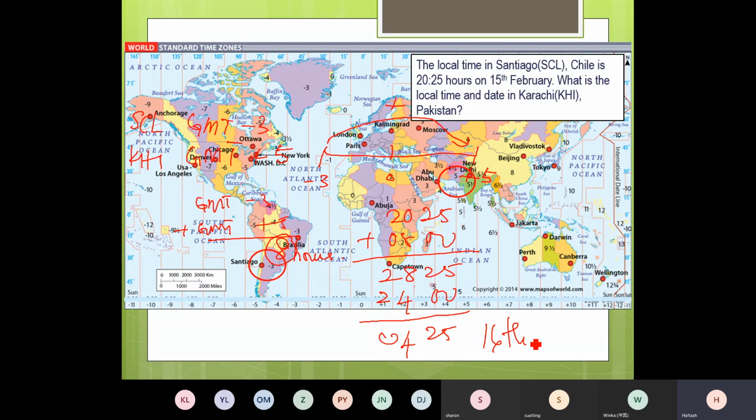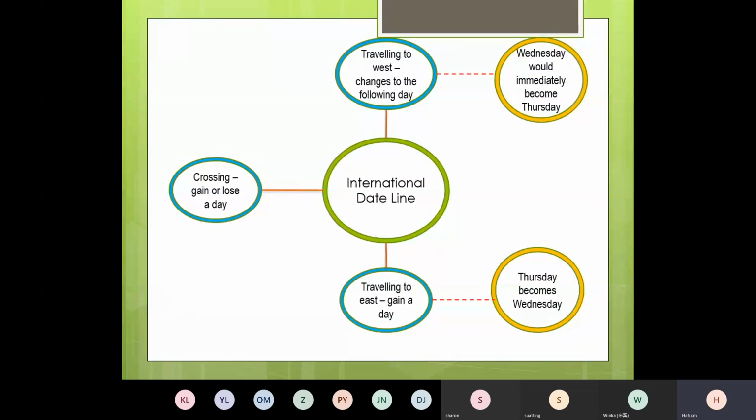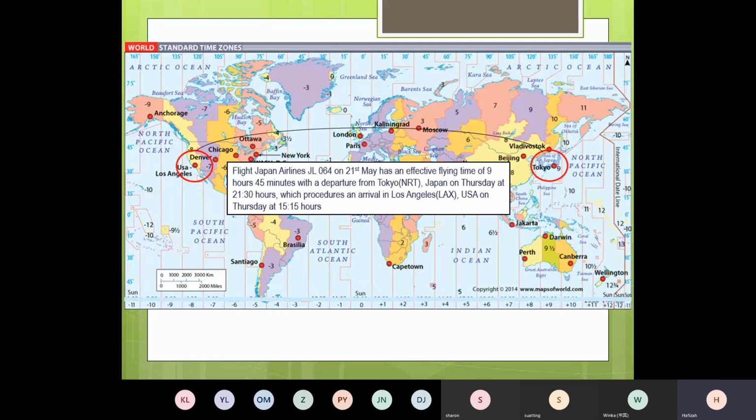Okay, clear? So if we see here, the international dateline: traveling to the west, change to the following day. Wednesday will immediately become Thursday. And traveling to the east, you gain a day. Thursday becomes Wednesday. So crossing it, either you gain or you lose a day, like the example just now.